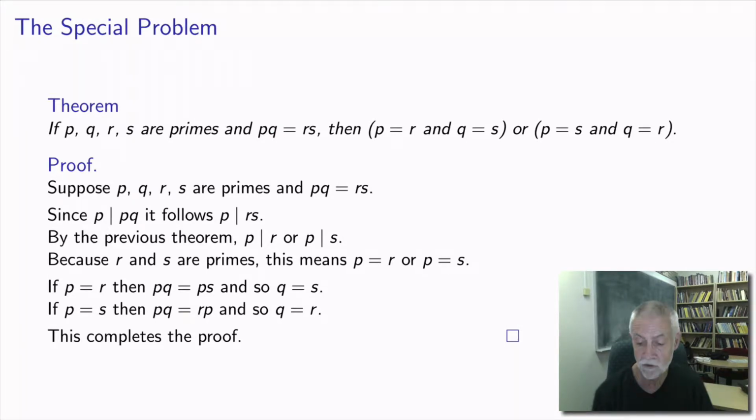Either P is equal to R, in which case Q is S, or P is equal to S, in which case Q is equal to R. Okay, so now for the proof, well, as always, write down what we know, which in this case is that P, Q, R and S are primes, and PQ equals RS.